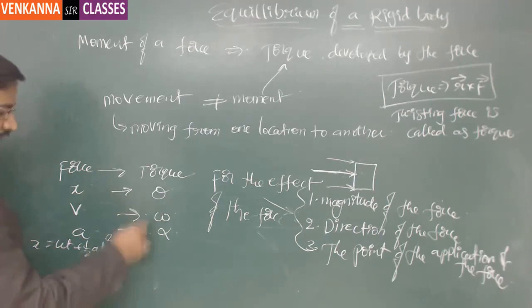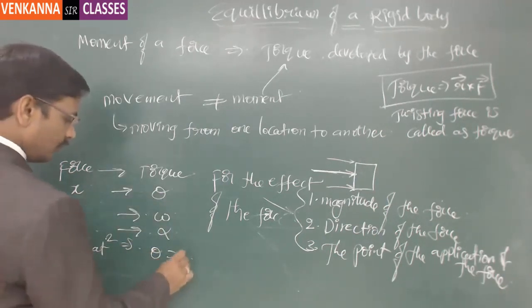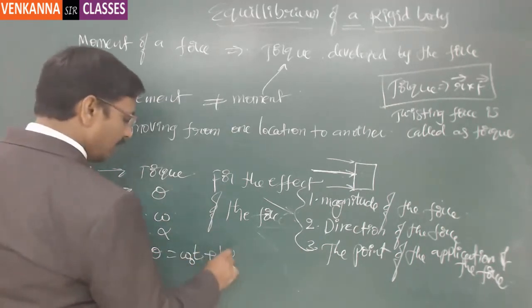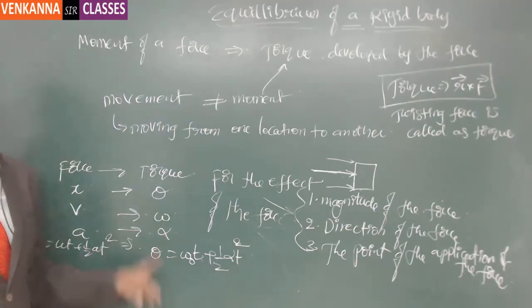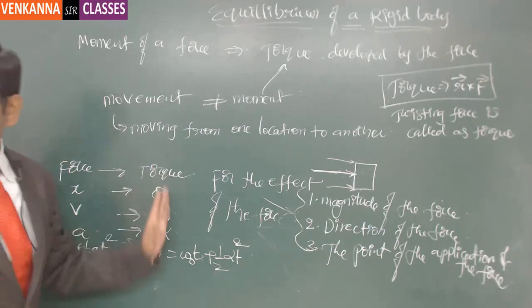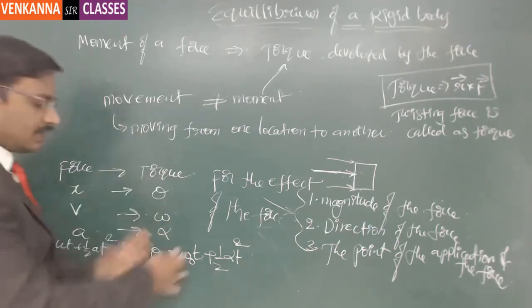Now here exactly the same thing will be there. Theta is equal to omega naught into t plus half alpha t square. This is the angular displacement we are going to calculate. So for every quantity in case of force, there will be equivalent quantities in case of torque, right? So these are actually 100% analogous.